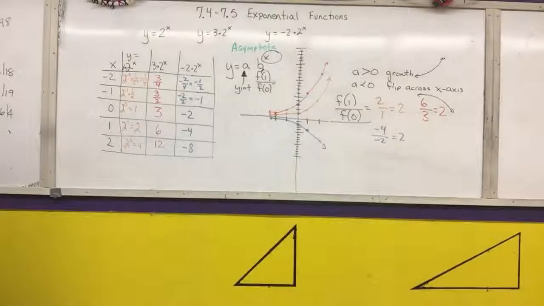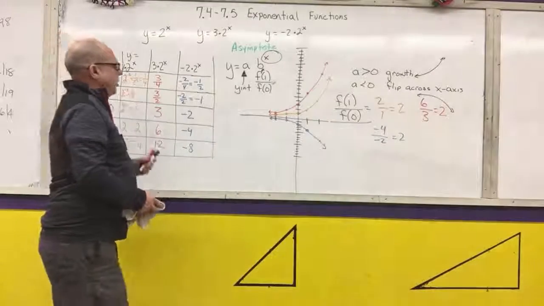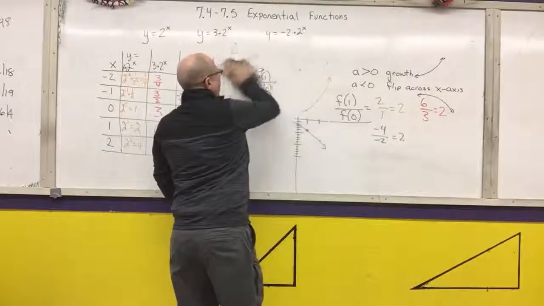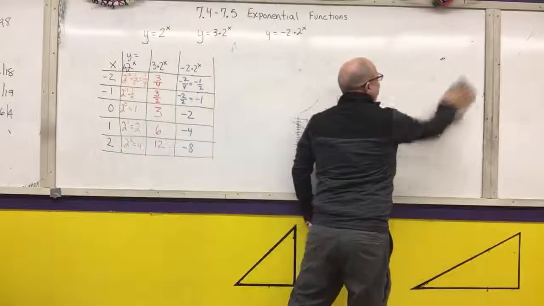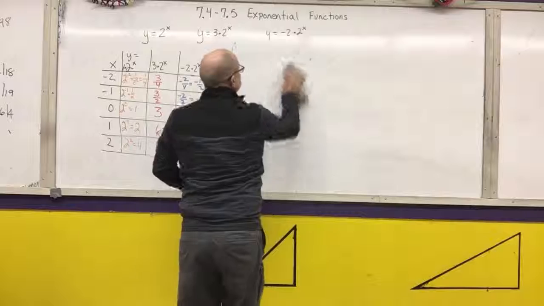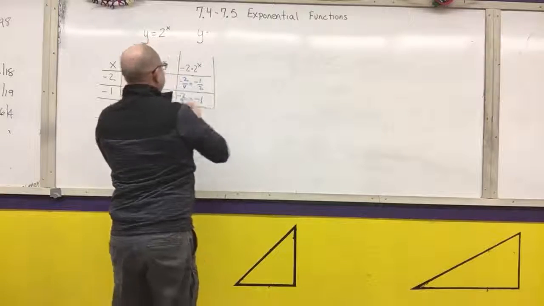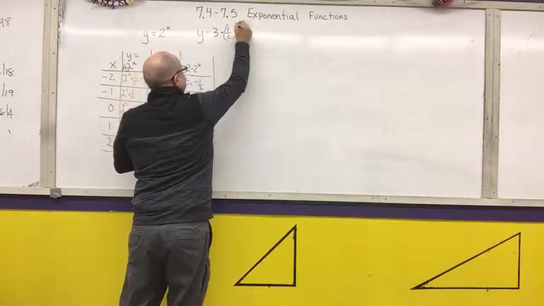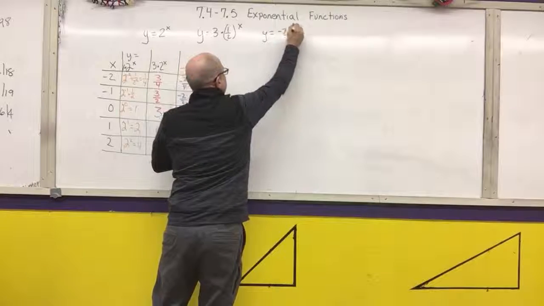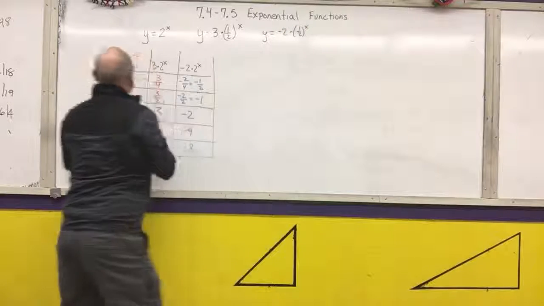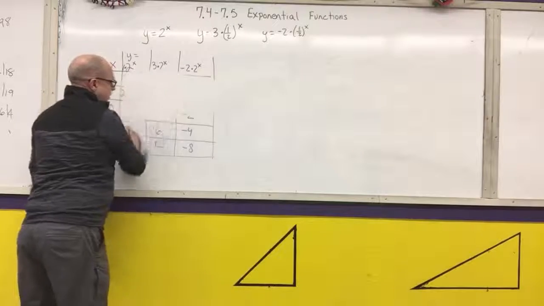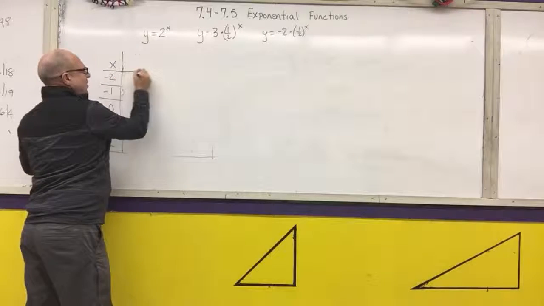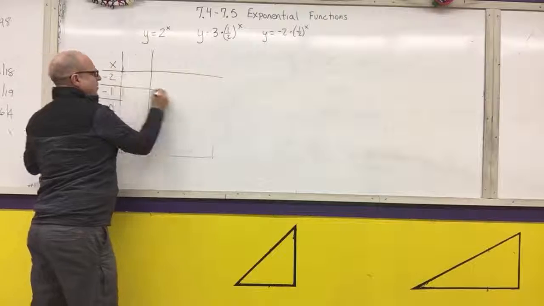Okay, for a decay function graphing, it's going to be similar, but instead of graphing y equals 2 to the x, what we're going to end up graphing now is y equals 1/2 to the x. We're going to turn these all into decay functions. I'm going to use the same multipliers: 3 times 1/2 to the x, and y equals negative 2 times 1/2 to the x. Refill out my data table. And what you're going to see is that I end up with pretty much the same numbers. They're just in a different location.